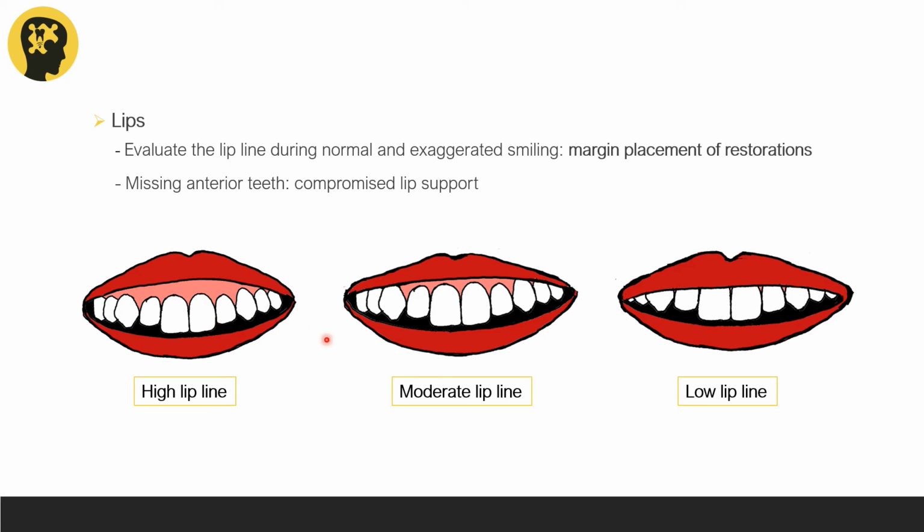Also look for any kind of compromised lip support for patients who have been missing their anterior teeth for a long time, and check if a fixed prosthesis will be able to compensate for the compromised lip support, or you could use a removable prosthesis that has a flange for better lip support.